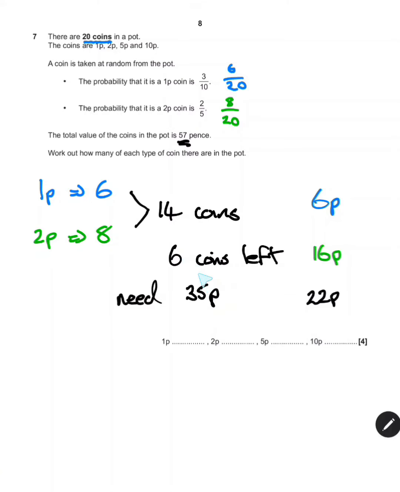from these 6 coins. Now I think the nicest way to do that is to have a single 5 pence and 3 10 pences. That's 30p, that's 5p, that's the 35p we need. Don't forget there are 8 2p's and 6 1p's.